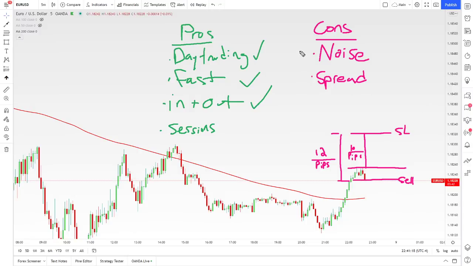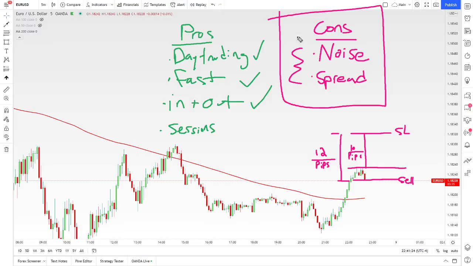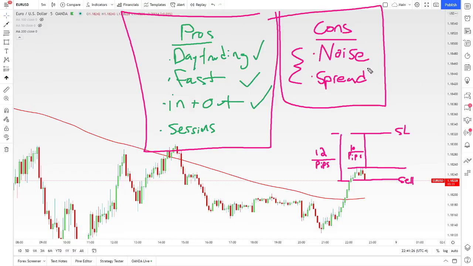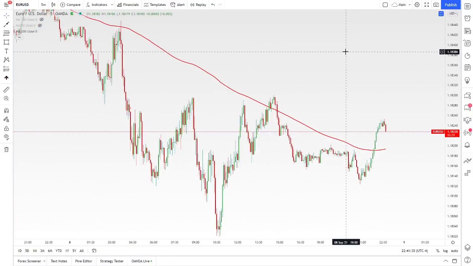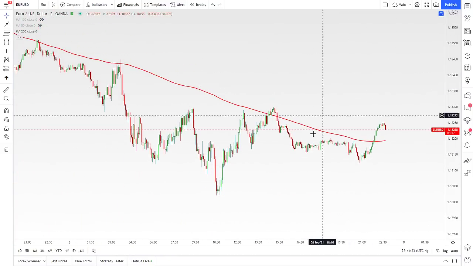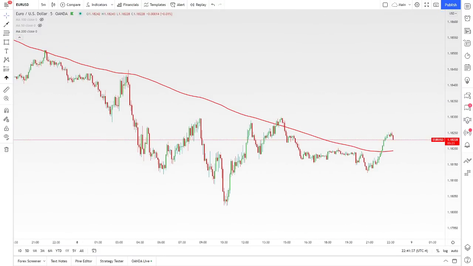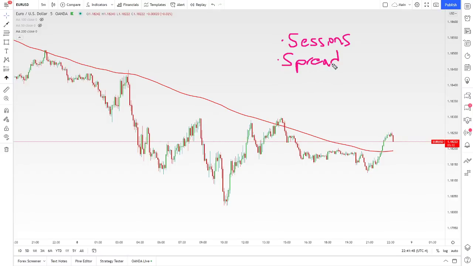So those are the main two ones. Of course, there are other probably small ones, but those are the main two that come to mind in terms of cons. Now let's talk about this because there are some ways that we can try and combat this. So the first thing I want to say for tips for trading the 5-minute chart, two things to really pay attention to, we mentioned it earlier, are sessions and spreads, okay?